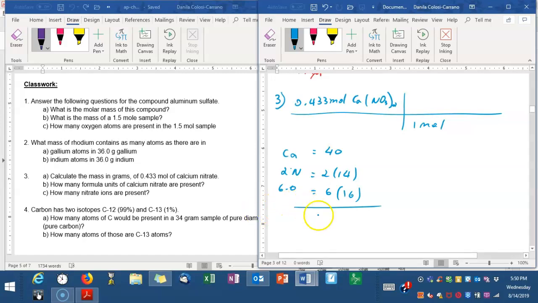So you have 40 plus 28 plus 6 times 16. You have 164 grams per mole. So the per mole is here. So this is 164 grams. You see, grams per mole. So this is equal to, times 0.433, 71.0.